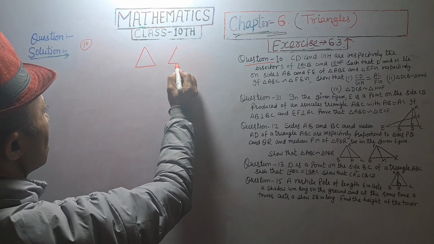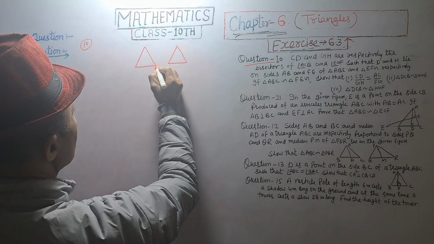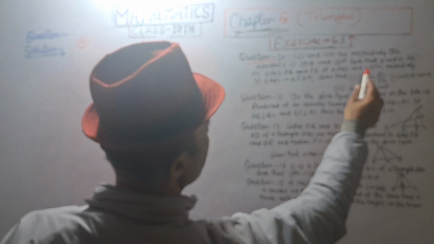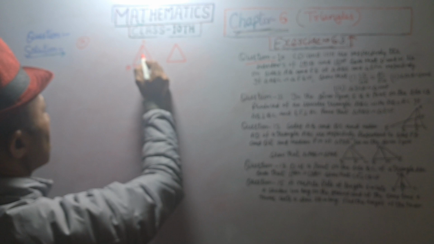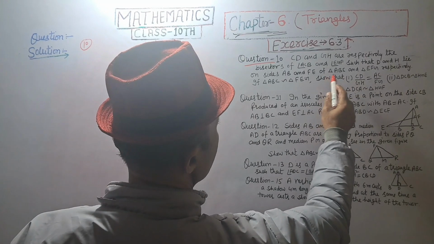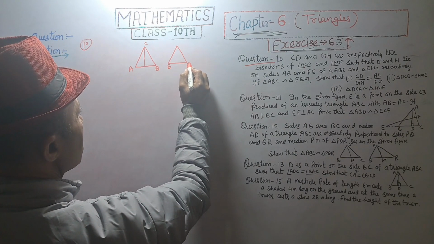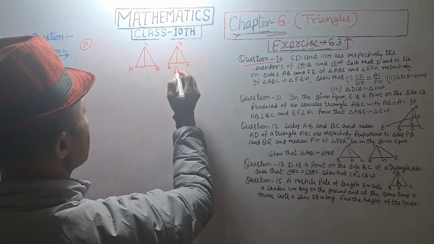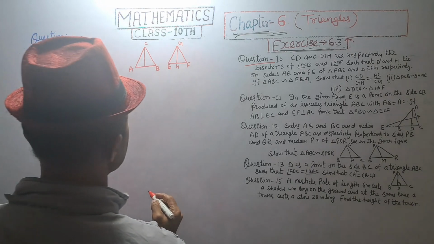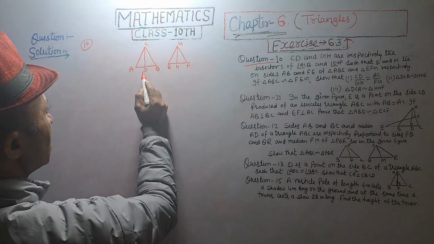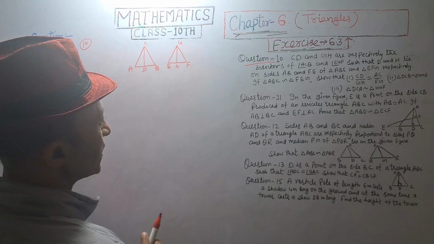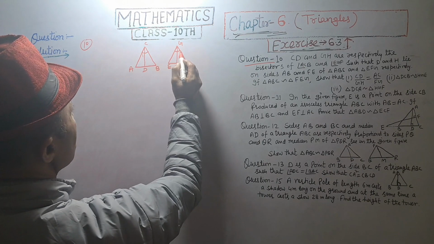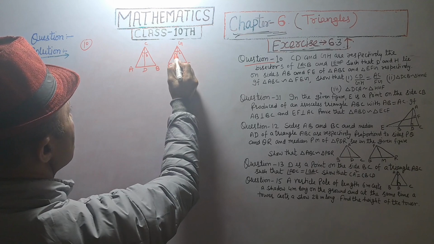Draw two triangles, A, B, C and D, E, F, G and H lie. Points A, B, C, D, E, F, G, H. Angle 1, angle 2, angle 3, angle 4.